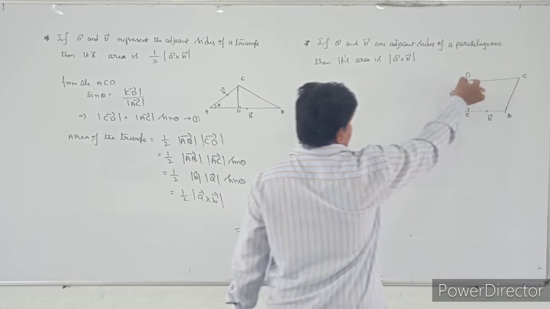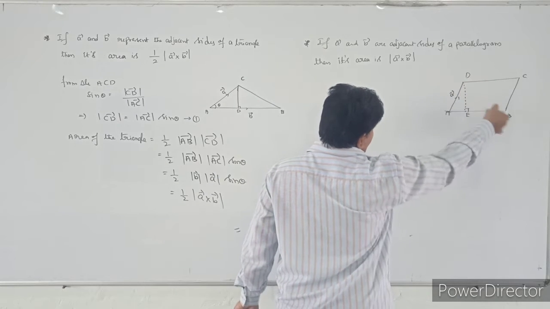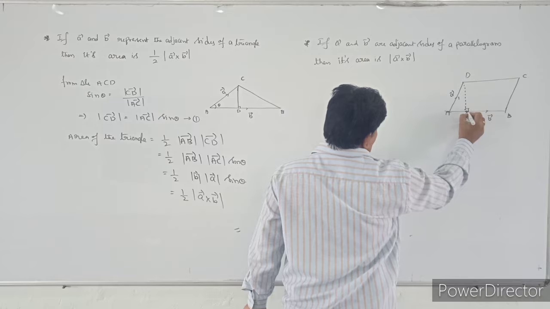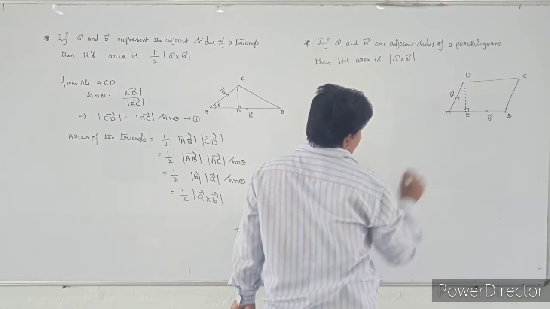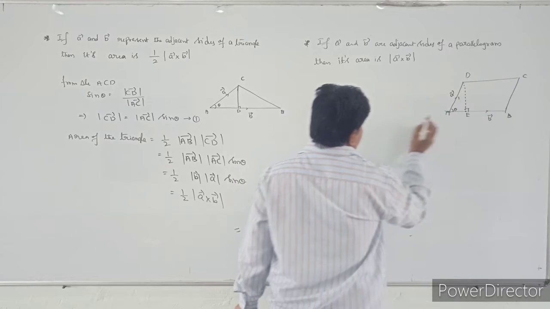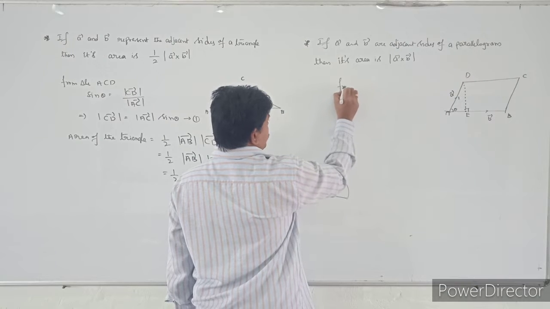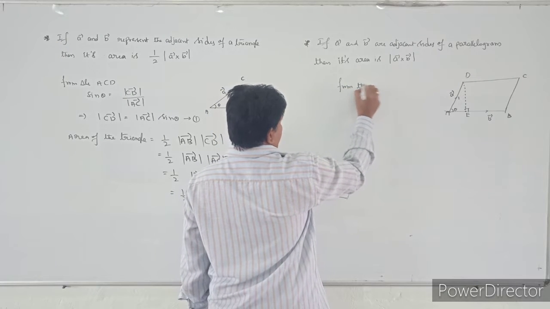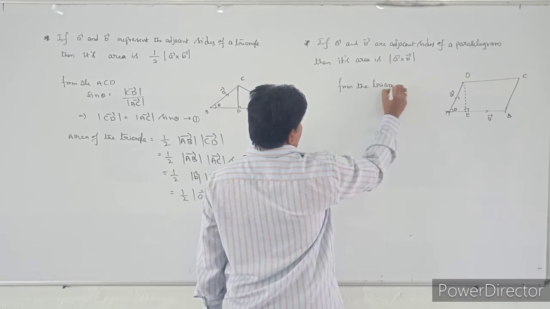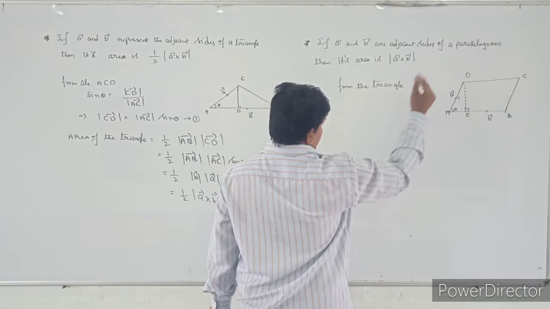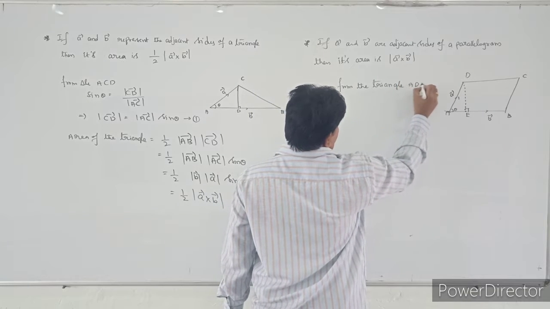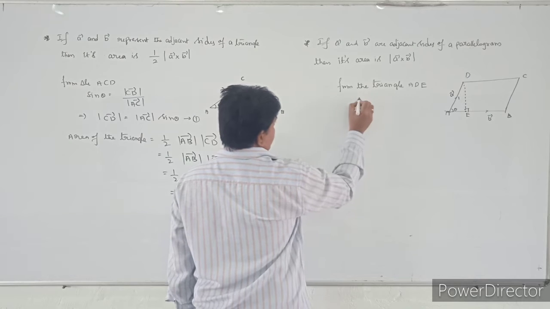Here we will take a perpendicular line from D to AB. So we have drawn a perpendicular line from D to AB. Here we will take the angle. So from the triangle ADE, what will we get?